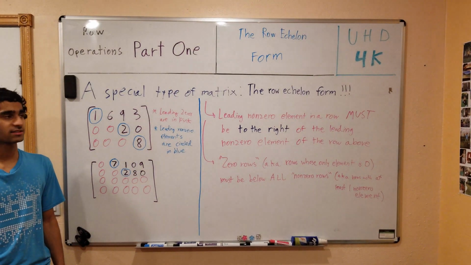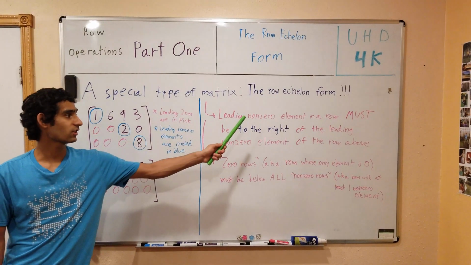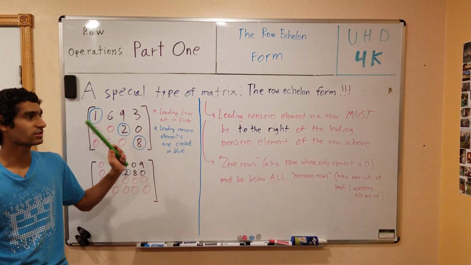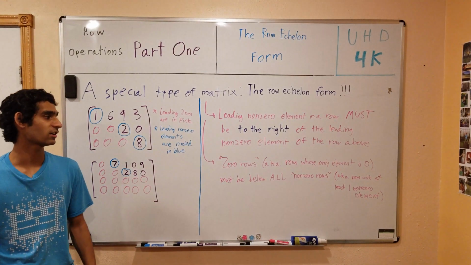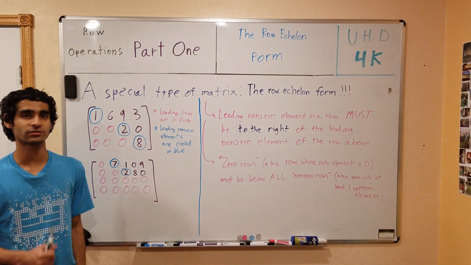Specifically, a matrix is in row echelon form if the leading non-zero element in the row is strictly to the right of the leading non-zero element of the row above it, and all the zero rows, which are rows whose only element is zero, are below all non-zero rows.